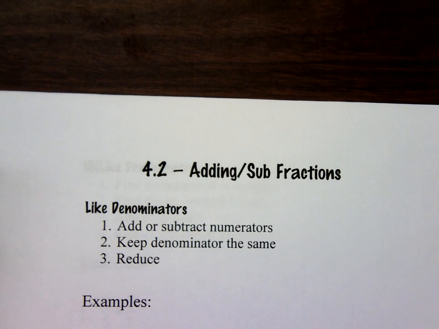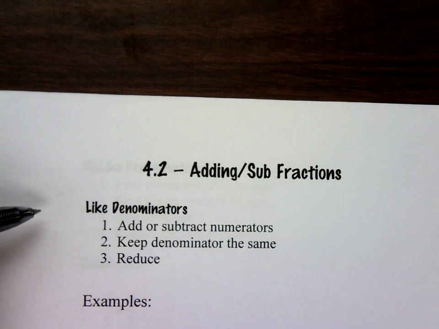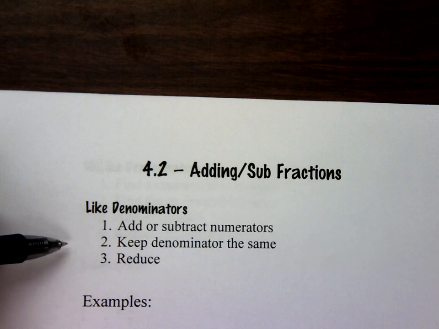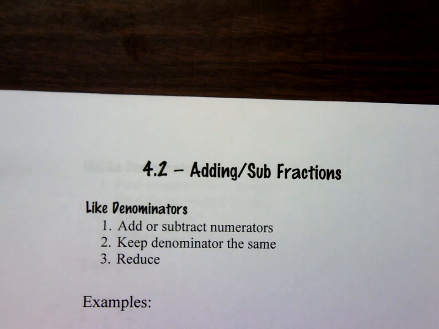Okay, so today's lesson is 4.2, adding and subtracting fractions with like and unlike denominators. So here are your steps for like denominators. Step 1 is to add or subtract the numerators. Step 2 is to keep the denominator the same. And step 3 is to reduce.